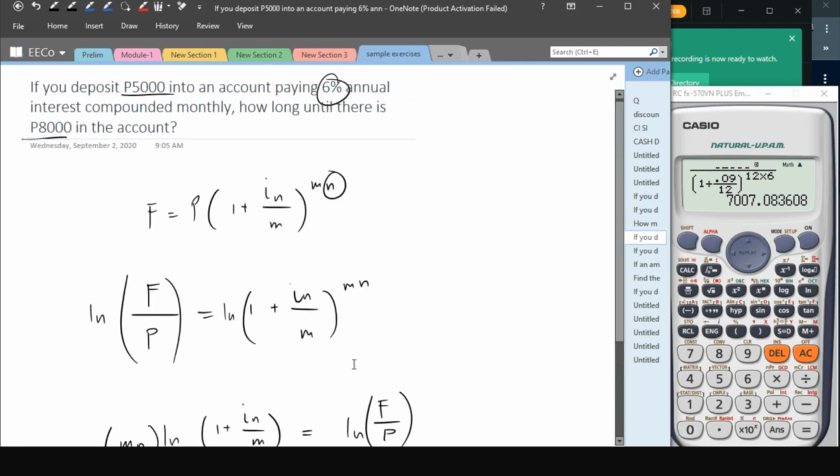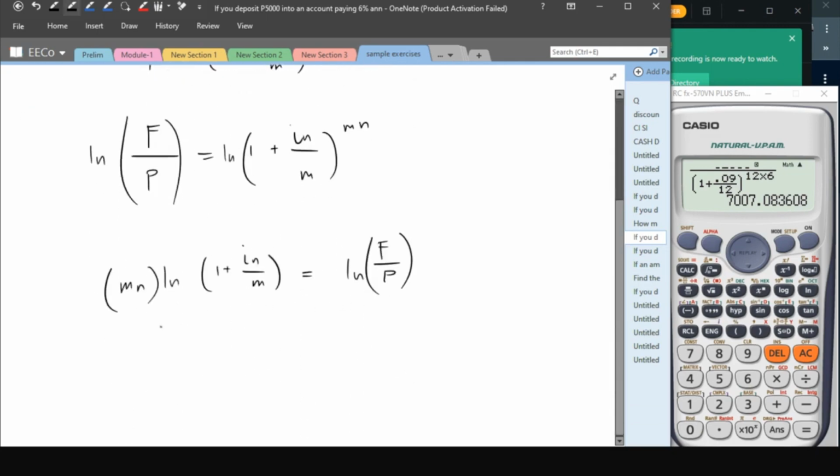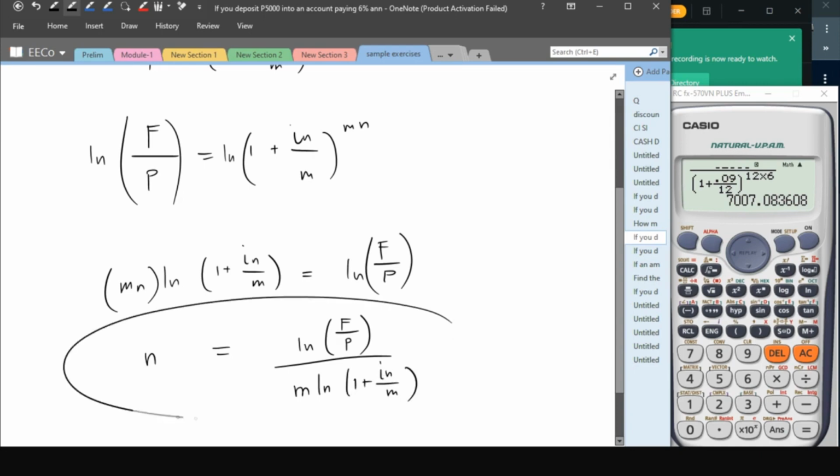Para diretso na, hinahanap lang yung year. So, mn. Hinahanap natin si N, diba? O, pwede na dito. So, this will become, iwan na lang natin si N, equal to ln of F over P divided by m ln of (1 + i/m). Diretso na para makuha mo si N.